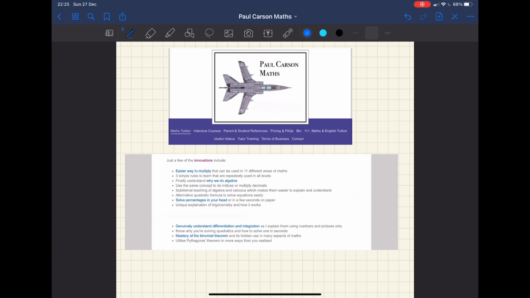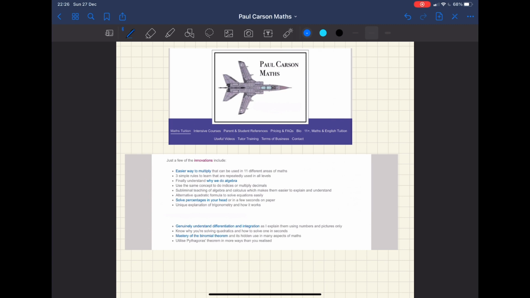Alternative quadratic formula to solve their equations easily. So if you've done more advanced maths and you've done trying to solve a quadratic and you've used the famous formula, I'm going to show you a different one which gives a better understanding of it and more information, and it takes no more effort.